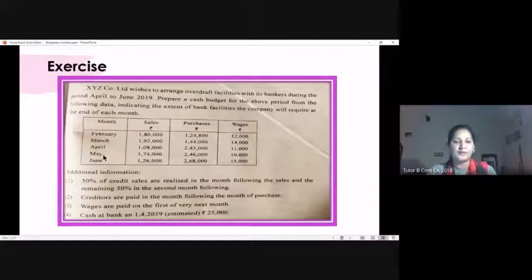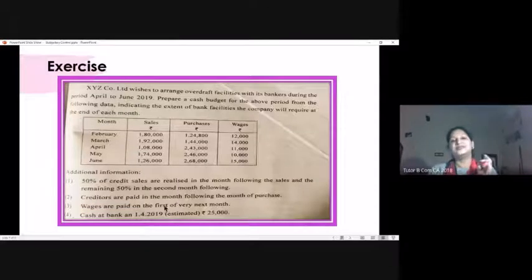Now, credit payments for our purchases. Creditors are paid in the month following the month of purchase. This is a little more simpler. If it is happening in February, the payment is going to happen in March. If the purchases are happening in March, the payment is going to happen in April. And if the purchases are in April, the payment is going to happen in May. And in case of May, it is going to happen in June.